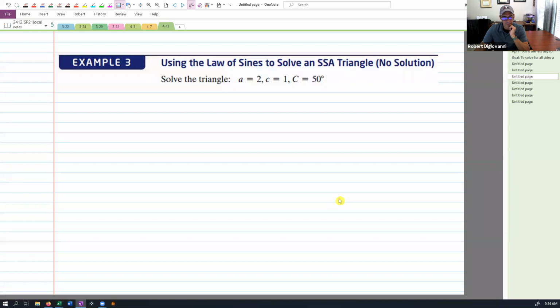So we're given little a, little c, and capital C. That means, in terms of angles, we're missing B and capital A. We have little a and little c, so we need little b. We have capital C, so we need capital A and capital B.